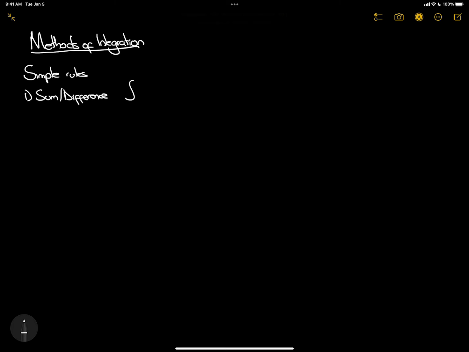Remember this, that the integral of f of x plus or minus g of x is going to be equal to the integral of f of x dx plus or minus the integral of g of x dx. What I mean by this is if we're taking two functions and we're trying to find the integral between the two of them here, we can just go ahead and take them one integral at a time.